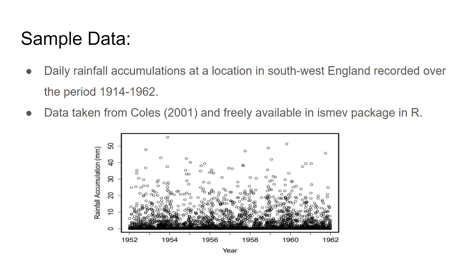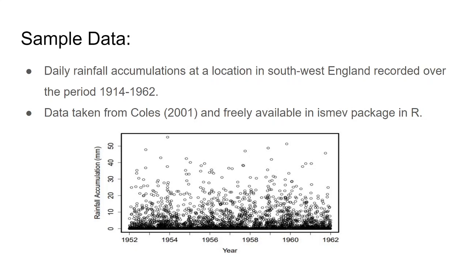So to make things clearer, we'll be illustrating the block maxima and the threshold exceedance by using this sample data. The data is daily rainfall accumulation data, observed at a location in southwest England, and recorded over the period of 1914 to 1962. This is freely available data in the R language if you have worked in that. It is freely available in the SMAV package in R.